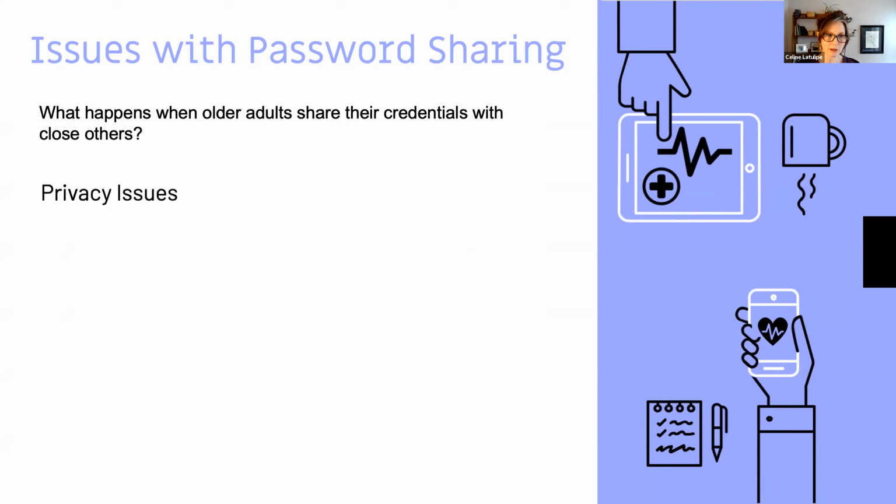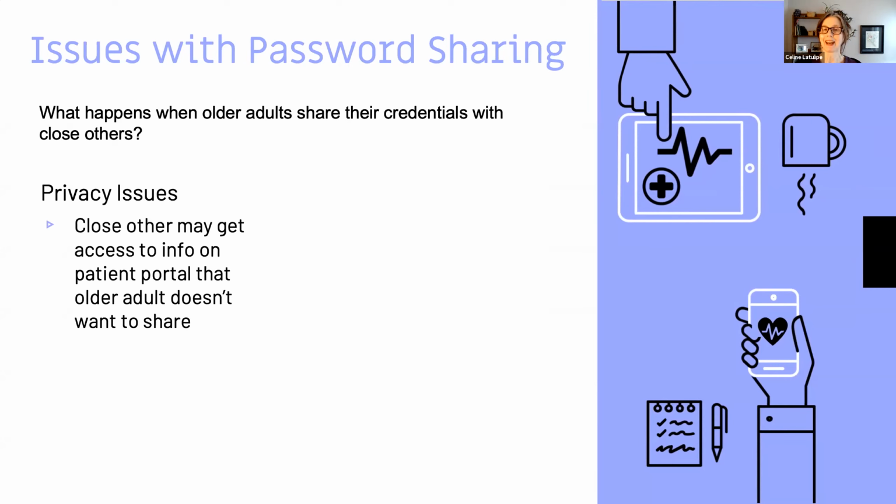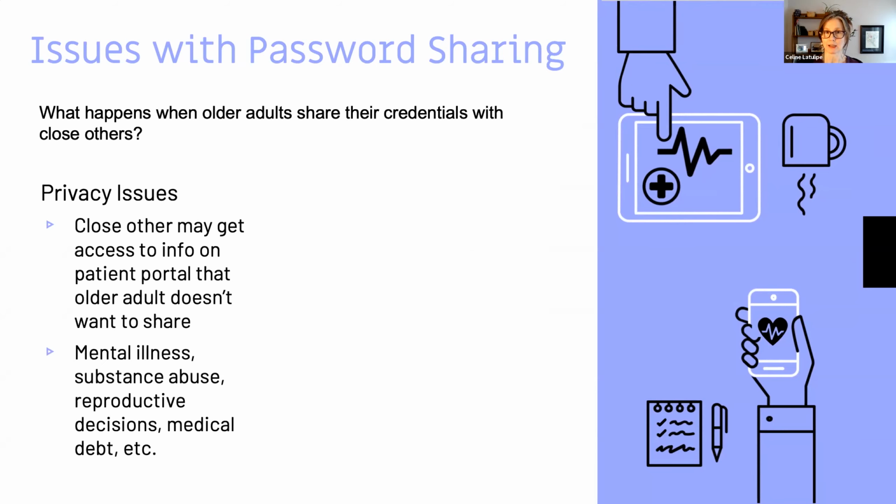So from a privacy perspective, the close other may get access to information on the patient portal that the patient or the older adult really wouldn't actually want to share. So you can imagine things like diagnoses of mental illness or previous history of substance abuse, or even previous reproductive health decisions. And then also medical debt information. So the patient portal is for a hospital. Maybe the patient owes that hospital hundreds of thousands of dollars, and they don't really want everybody to know that they're in that level of debt.